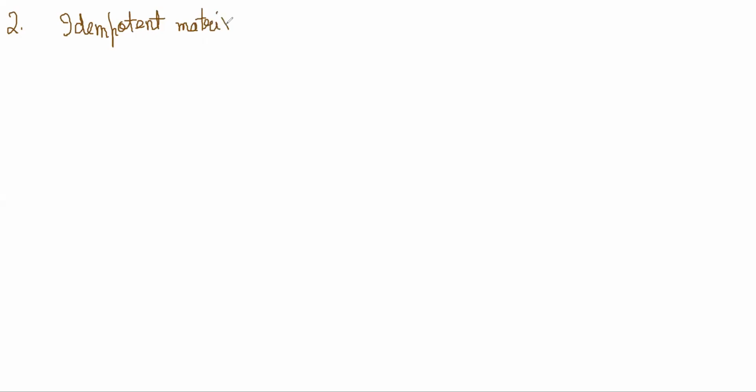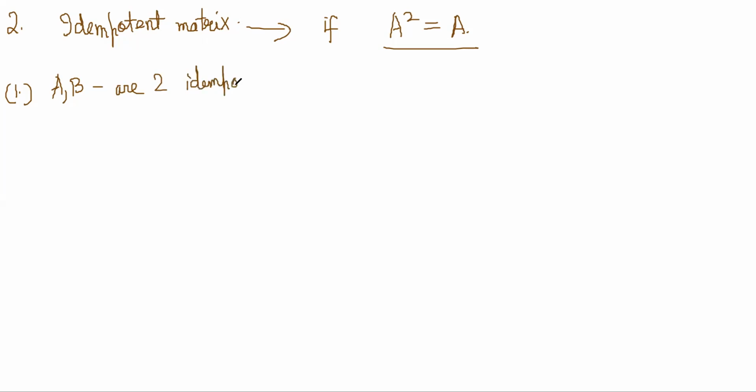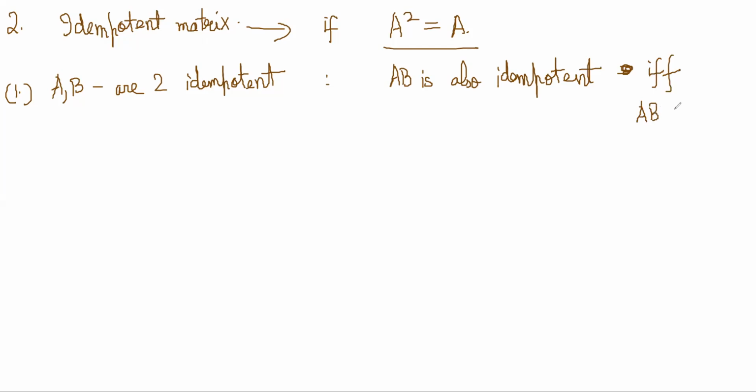matrix. This is a matrix if A square is equal to A. It's called idempotent. Now there are some nice properties for this as well. If A and B are two idempotent matrices, then we have AB is also idempotent if and only if AB is equal to BA.